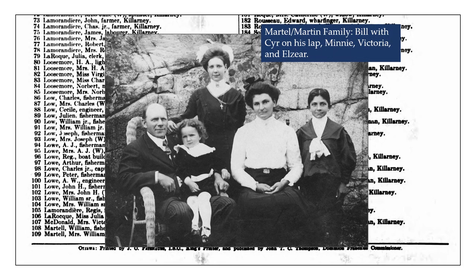Then there's the St. Jean family and the Tysons. It says Bill Tyson is a laborer, Tom Tyson is a fisherman, John is a fire ranger, Percy is a guide, Andrew is a fisherman, and Eddie is a farmer. The Martel family is also on this list. Bill Martel married Victoria Solomon. Here's a photo of their family. Bill with Cyr on his lap, Minnie, Victoria, and Elsier.